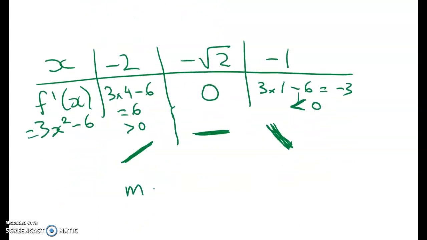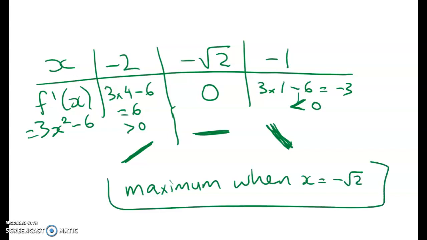So we've found that we've got a maximum when x equals negative root 2. So there you go. So that was quite long, sorry about that.